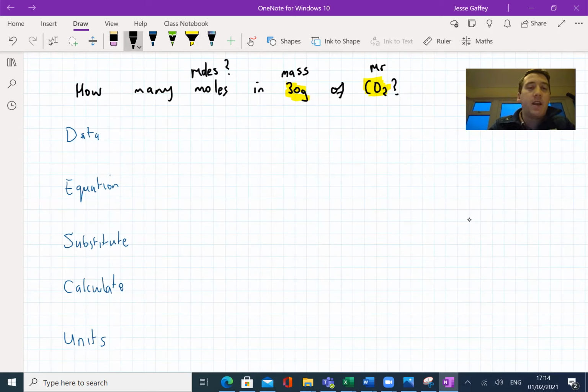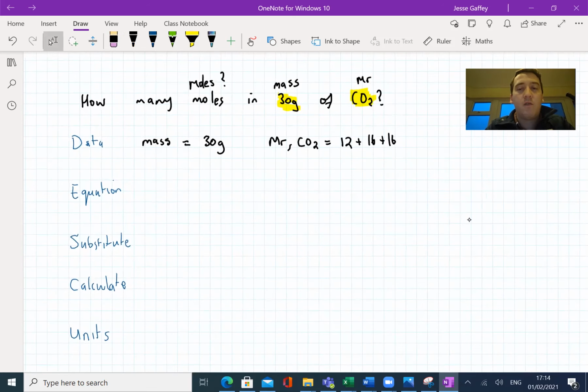On my data line then, I'm going to write down what I know. I know that my mass is equal to 30 grams. So that's my first piece of data. And I know that my MR, this substance is CO2. So I know I can work out my MR. It's going to be 12 for the carbon, plus 16 for the oxygen, and plus 16 for the second oxygen. That gives me a total of 44.